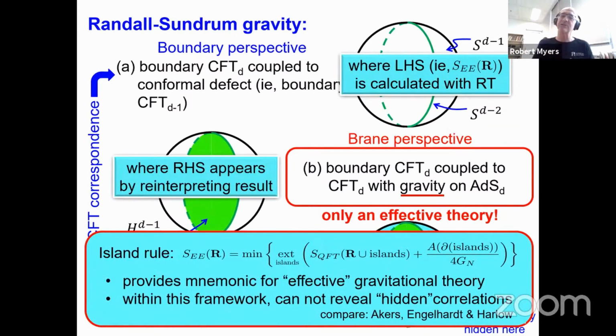And in this framework, we're never really going to see the hidden correlations that I talked about between early and late time radiation. But it's telling us that using the variables of our effective gravity theory, we can reproduce the answer here, not by doing the standard calculation that we expected, but by doing a slightly more complicated expression given by the island formula.